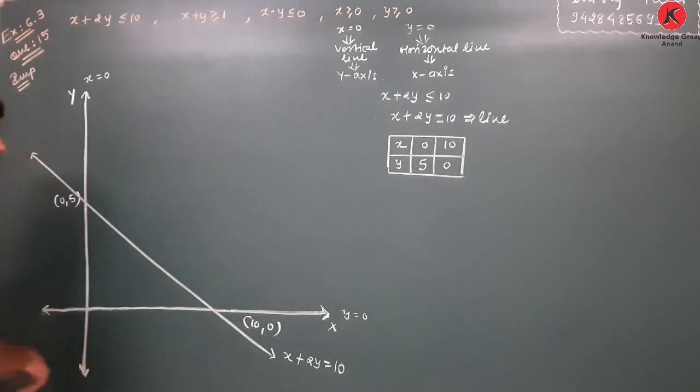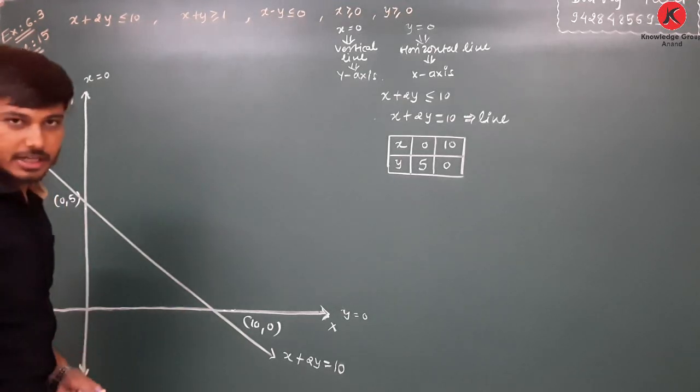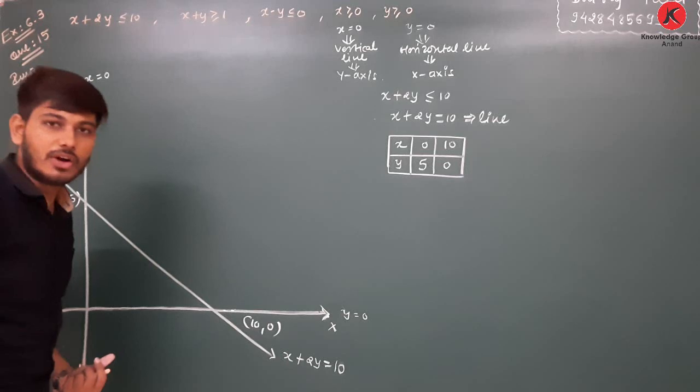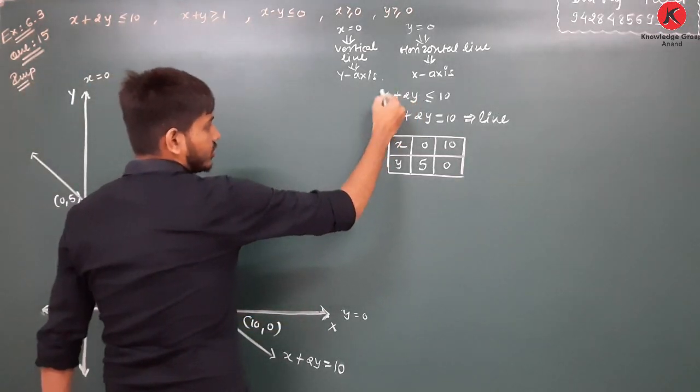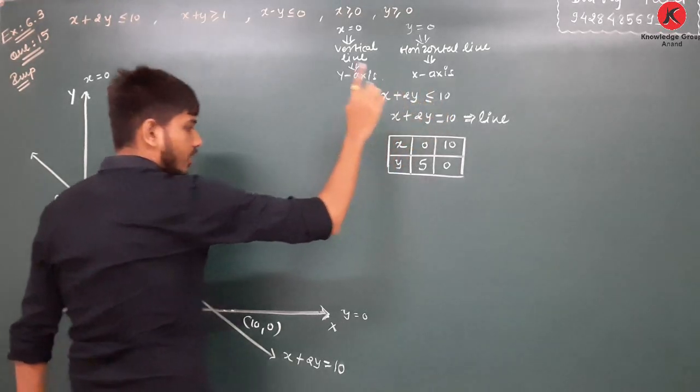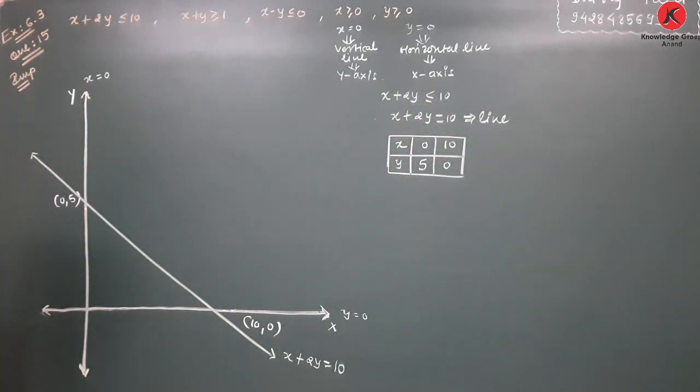Okay, how can we decide the region? This line is not passing through the origin, therefore we can take origin for decision of region. 0 plus 2 times 0 means 0. Less than or equals to 10 or not? Yes, it is less than or equals to 10.